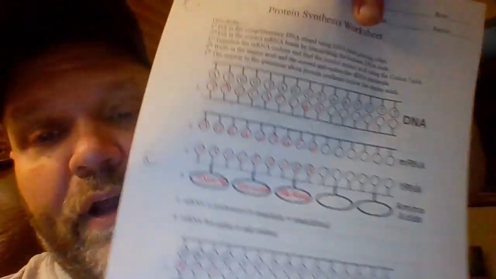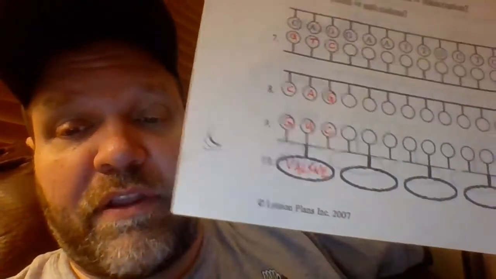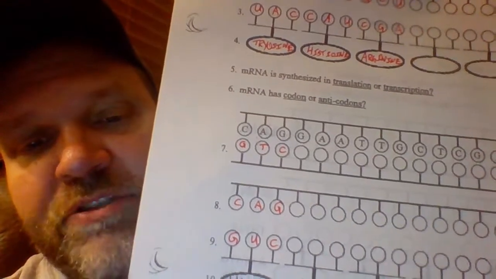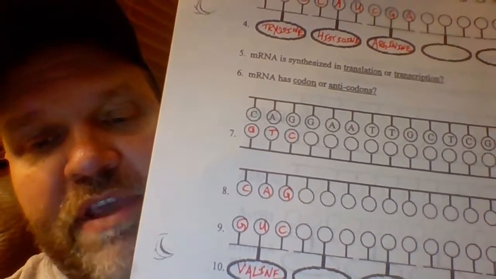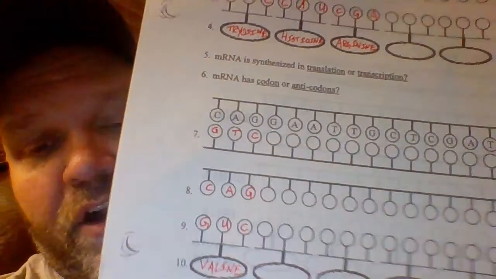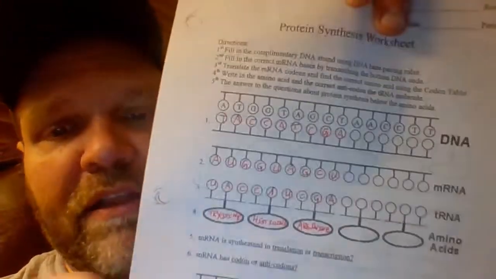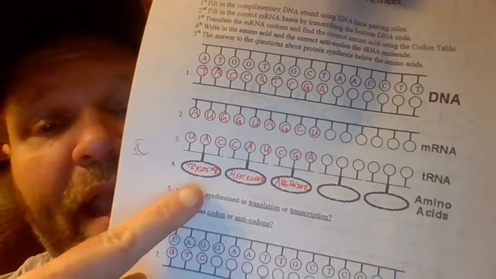All right, I also did the first ones on the bottom, so you can see it. Copy those down if you need to. The bottom one is CAG, and it matches up with GTC. And then when I do my mRNA, it comes out CAG. And then my tRNA on line number 9 looks like it's going to be GUC.